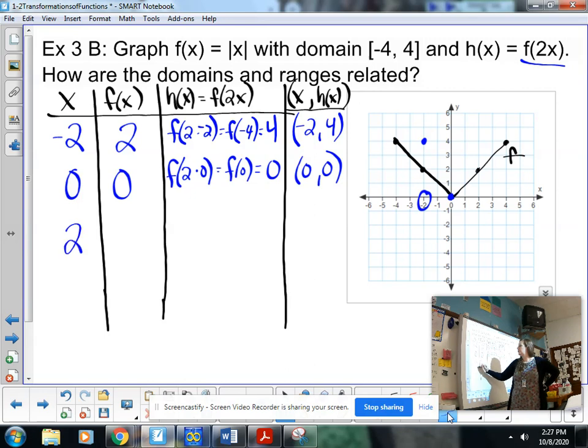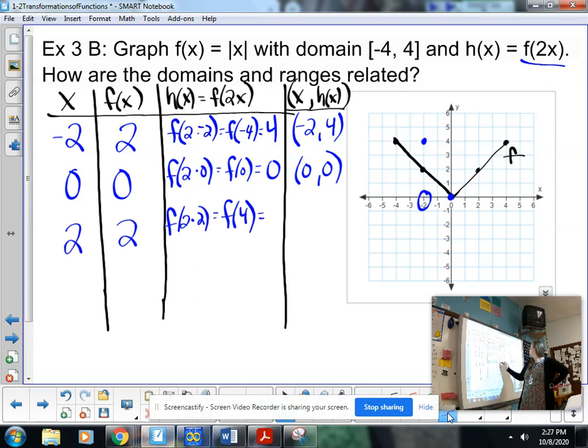Then I'm going to jump up to 2. F of 2 times 2 is f of 4, and that was equal to 4 in the original function. So this is the point 2, 4. So this is my h. So just like in the previous example, if I was trying to use +4, I can't, because if I multiply +4 by 2, I end up with +8, and +8 is not within the domain for f. So that's one I would have to skip, just like I had to skip the -4.